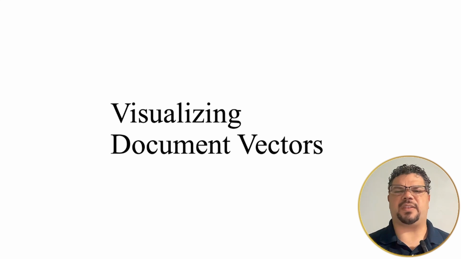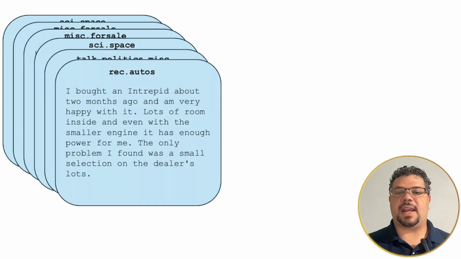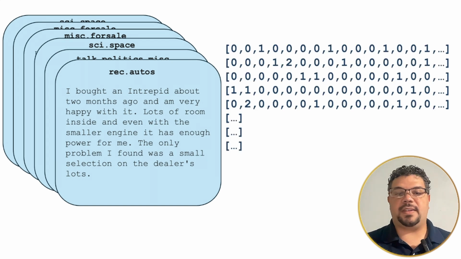So we have vectors. Now let's try to visualize them. The challenge is, if we have thousands of documents, each hundreds of words long, looking at a list of vectors isn't going to be very informative.